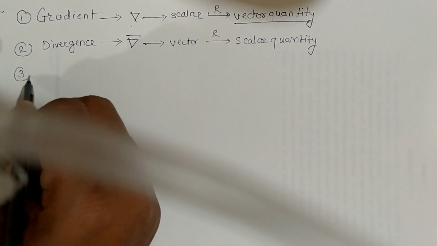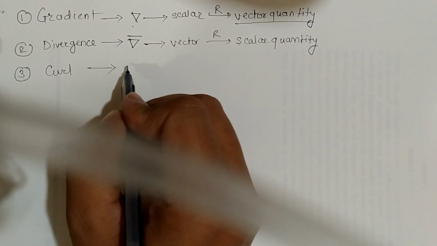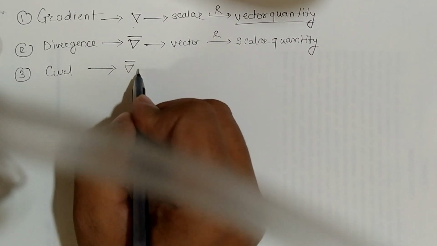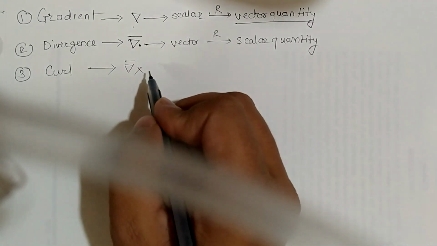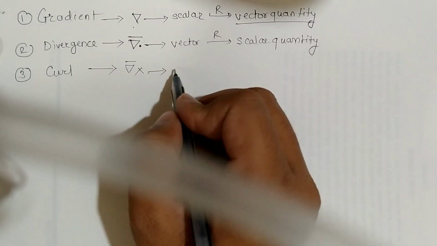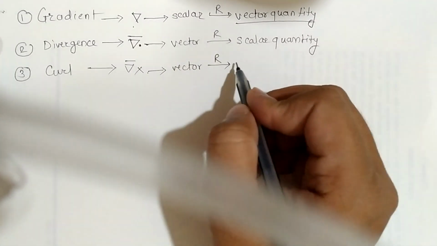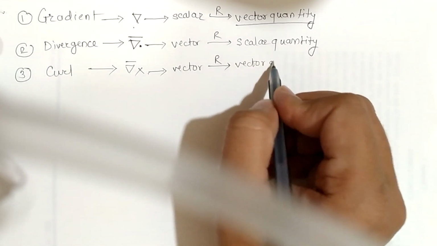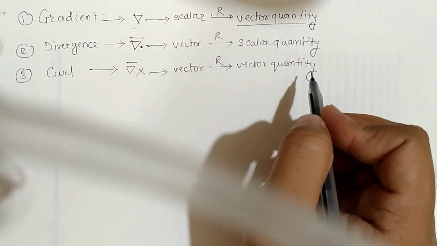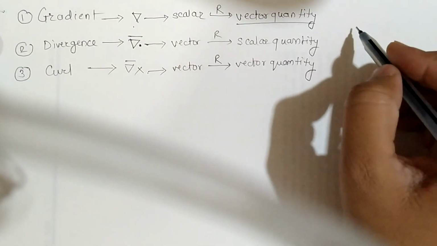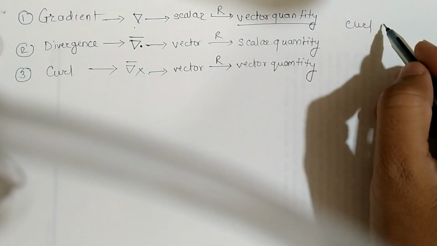Third, we had seen the concept of the curl, and it is denoted by nabla cross. Divergence is denoted by nabla dot. So again it can be operated on a vector, but the result will always be a vector quantity.